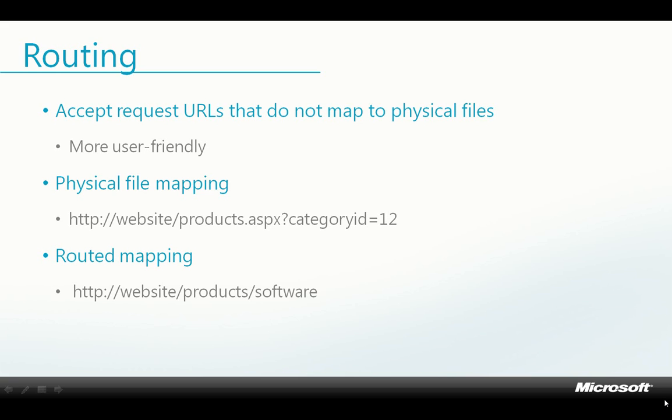So, for example, in the first example, a page that displays product categories could have a URL like this if it uses a physical file path. But if you use routing, you can use a kind of pseudo path for your URL that's easier to understand and remember. So the second example shows just website, products, software. Routing has actually been available since ASP.NET 3.5 Service Pack 1, and now 4.0 continues that and has some new features that make it easier to use.